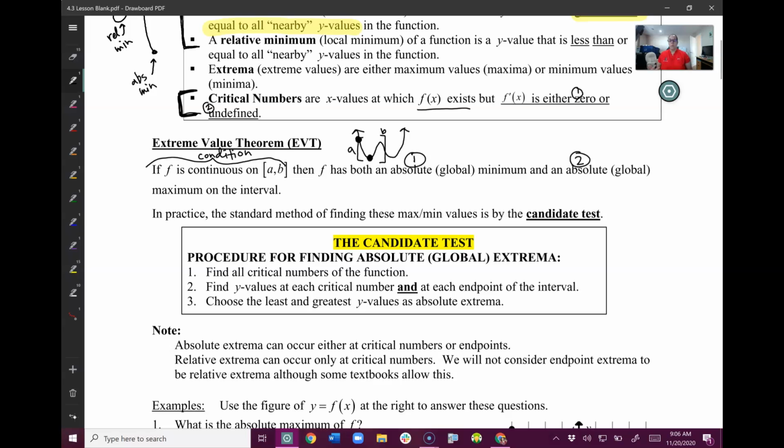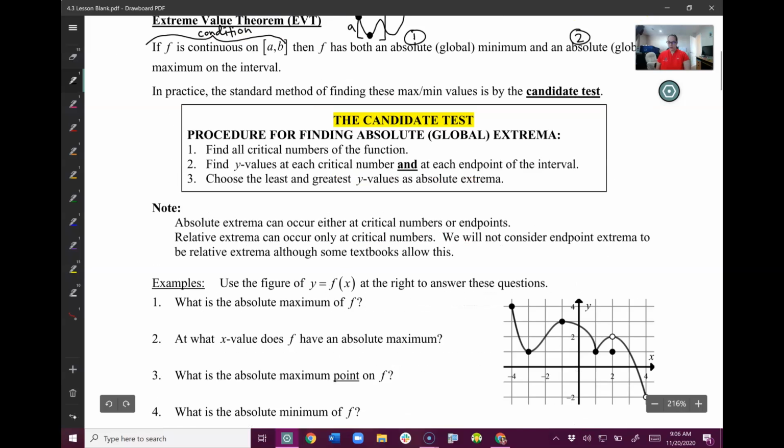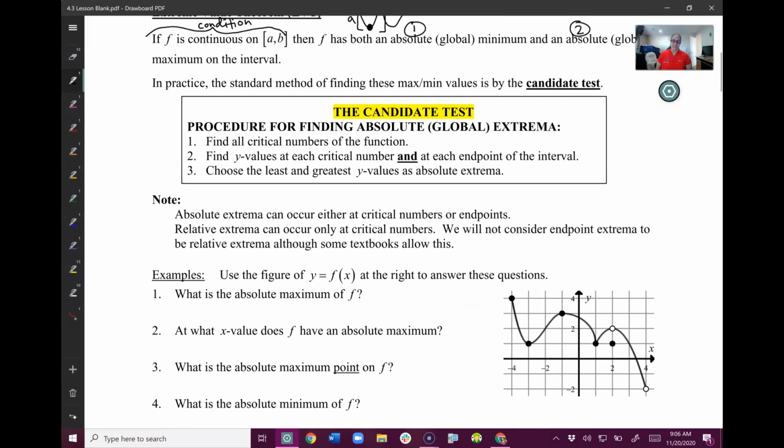So the problem we're now encountering is how do we find out on the interval given to us which one is the absolute max and min. And to do that, we use the candidate test. So the candidate test has 3 main steps. Step 1, find all your critical numbers. Step 2, find the y values for each critical number and the endpoints of your interval, and then pick whichever y value is the biggest.